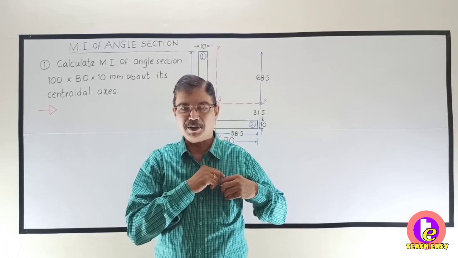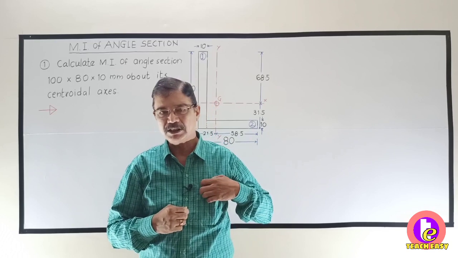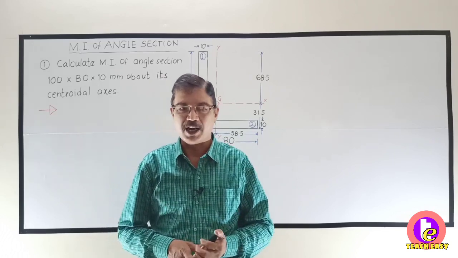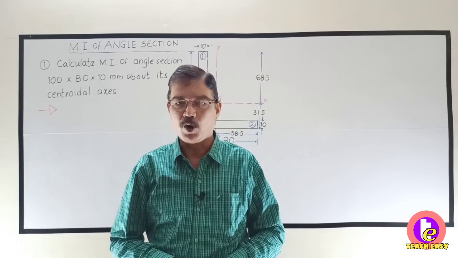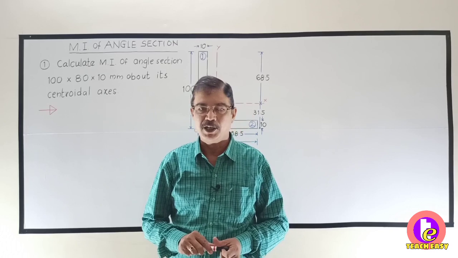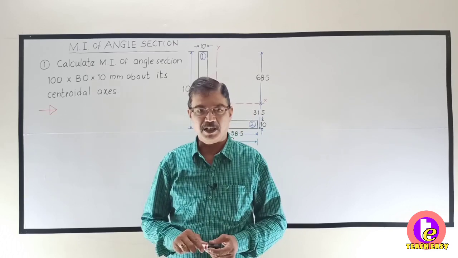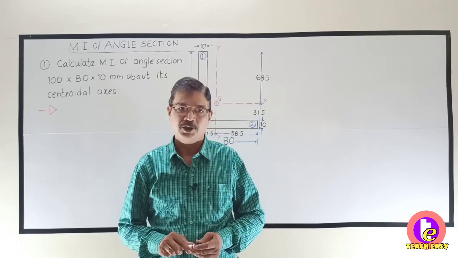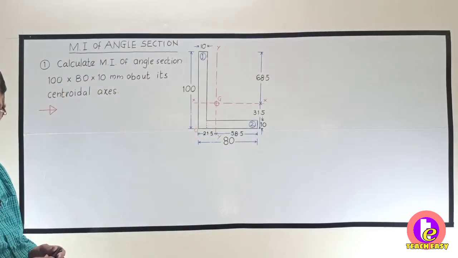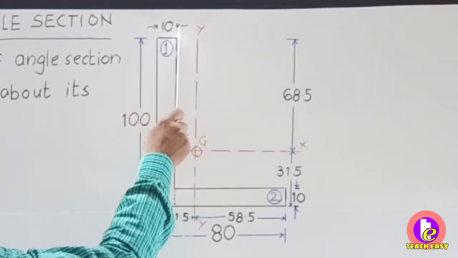From some of the comments which I received on the previous videos, I came to know that some students want to find out step-by-step procedure to calculate x bar and y bar. So the same I will tell you here. Let us first find out the position of the centroid. For that purpose, I will divide this into two rectangles.